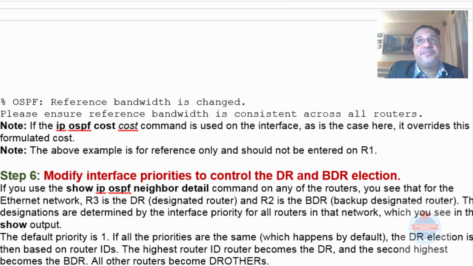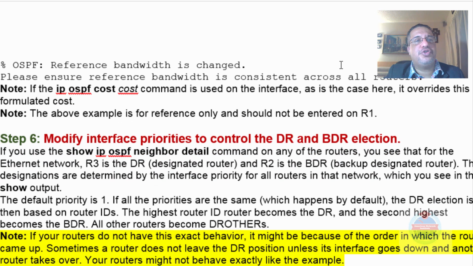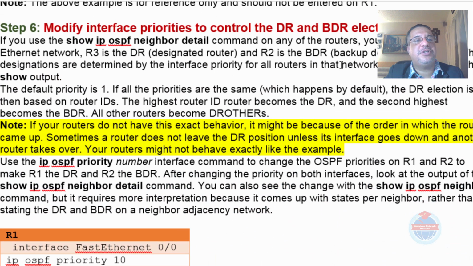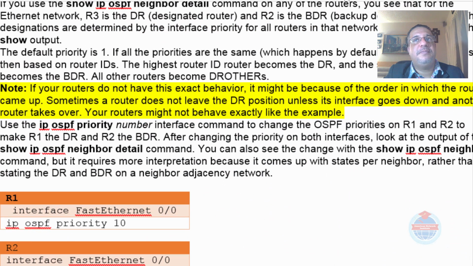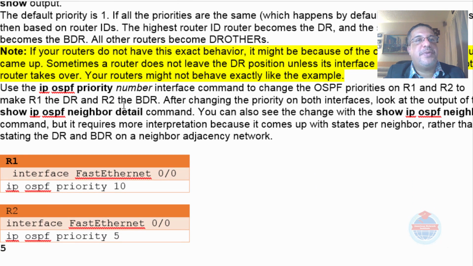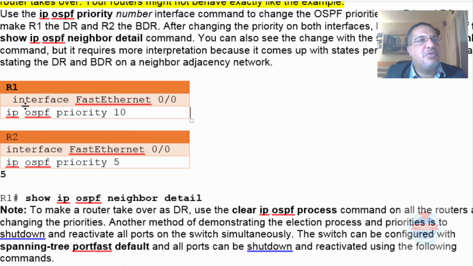So in step 6, we're gonna see how to modify the interface's priority to control the DR and the BDR selection. For that stuff, we're gonna be checking show IP OSPF neighbor detail, as we could see over here. So we're gonna be changing the priority over here, IP OSPF priority 10, and after that we're gonna see show IP OSPF neighbor detail. So let's apply this on each one of the interfaces.